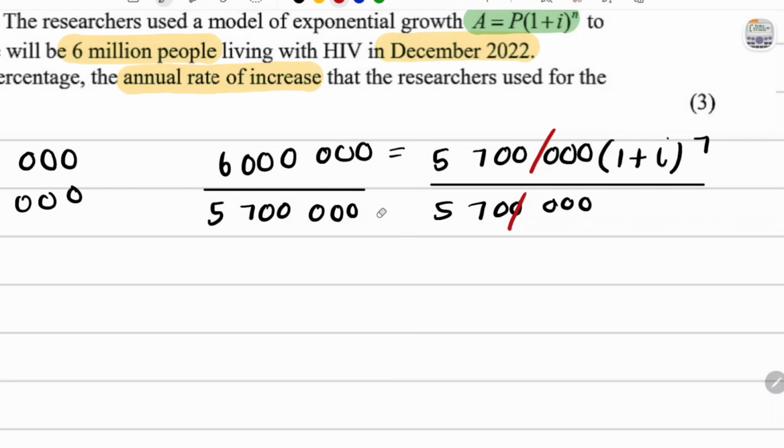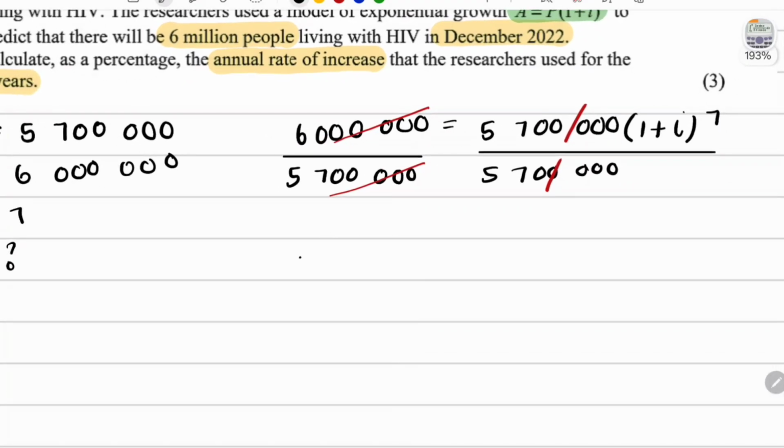And then all the zeros after it, you can cancel it and then cancel the same amount of zeros here. So I see 5 zeros. I cancel those 5 zeros. Then I will also cancel 5 zeros out here. So it means that we really just have 60 over 57. And we can actually treat it like that. So 60 over 57 is equal to, and what's left is the 1 plus I raised to the power of 7.